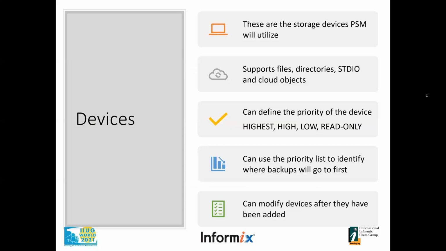So devices, what are we actually looking at there? Files, directories, standard input, and cloud objects. Your options for the priority are highest, high, low, and read only. If you're actually restoring a backup, you may want to set that device to read only, so you don't accidentally have something else write to it. You can use the priority list to identify where things will go first. You can modify the priority after the device has been added to the pool. So that is a nice feature.